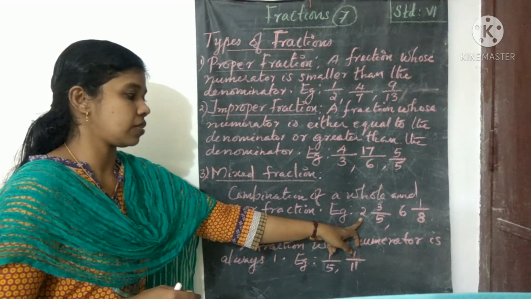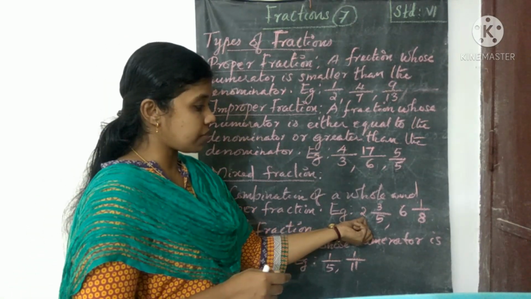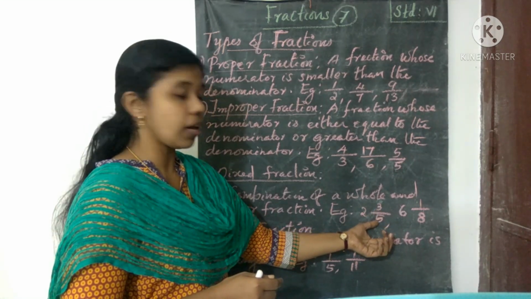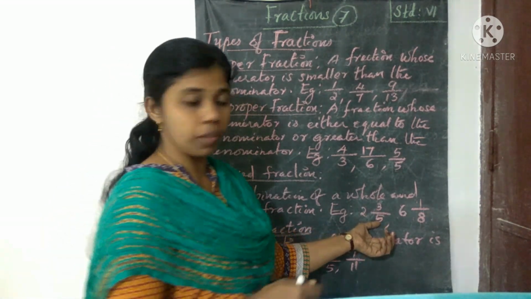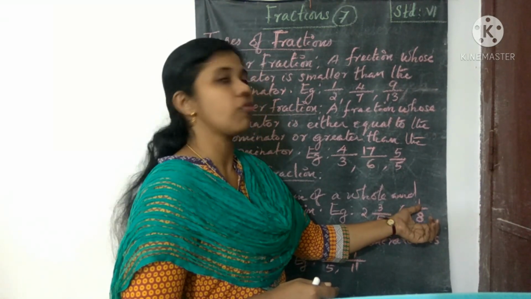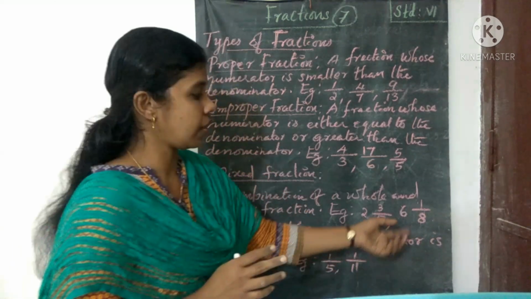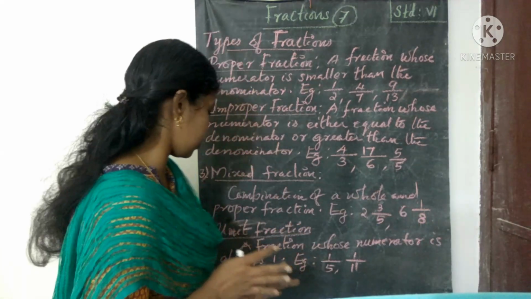Here this mixed fraction is called 2 and 3 by 5. That means 2 whole objects and 3 parts of a whole object. That whole object is divided into 5 equal parts. Here 6 whole objects and 1 part of a whole object, where that whole object is divided into 8 equal parts. So that fraction is 6 and 1 by 8.